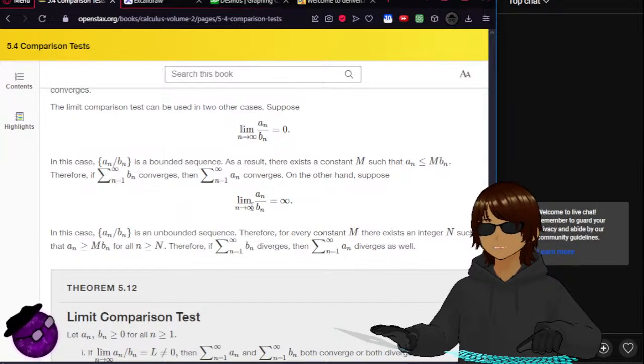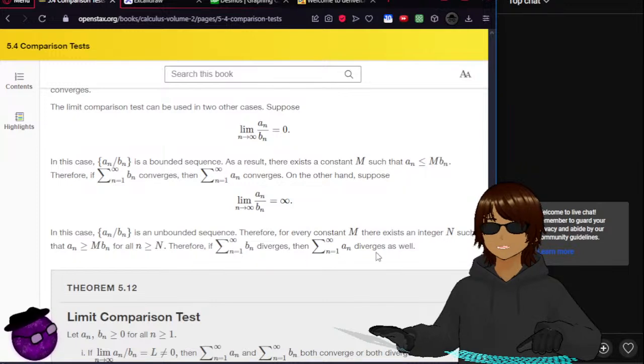On the other hand, suppose the limit goes to infinity. In this case, an over bn is an unbounded sequence. Therefore, for every constant m, there exists an integer N such that an is greater than or equal to m bn for all n greater than or equal to N. Therefore, if bn diverges, then an diverges as well.